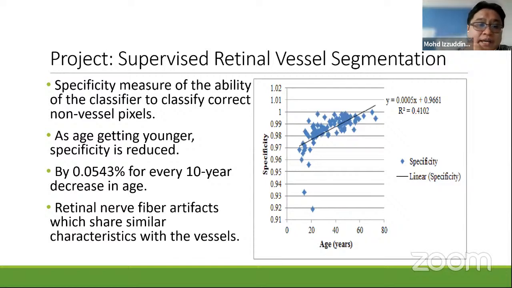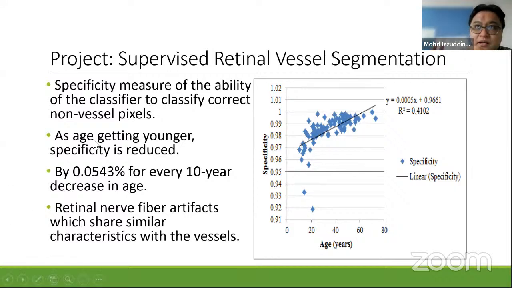We think. Okay, and then we have another interesting result over here for the specificity. It will decrease as the age decreases. So if you're getting younger, the specificity will decrease. What do we mean by specificity? It measures the ability of the classifier, I mean your deep learning, to correctly classify the background, the non-vessel. If it detects a non-vessel, it will say that it is a non-vessel. It will not say that it's a vessel. So that's what it means.